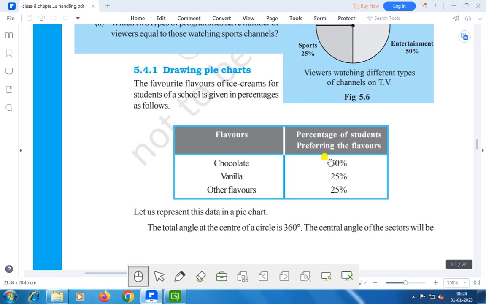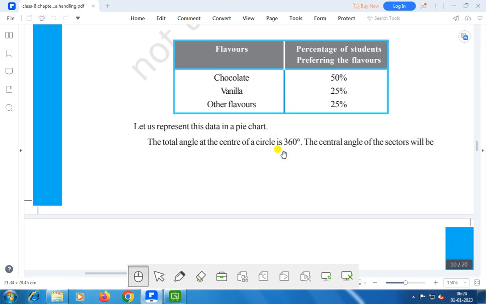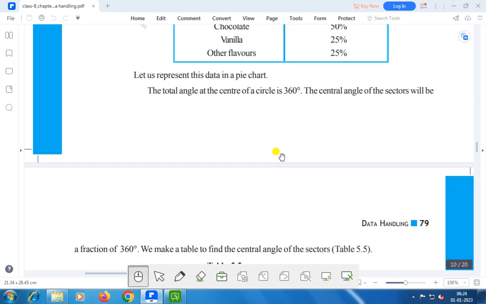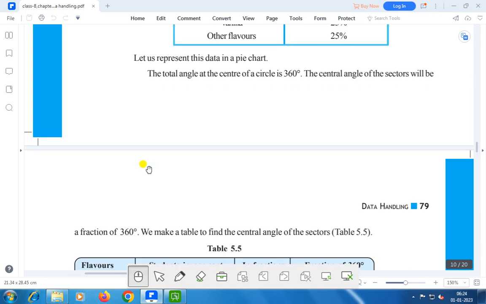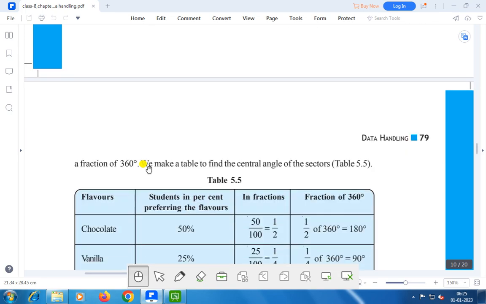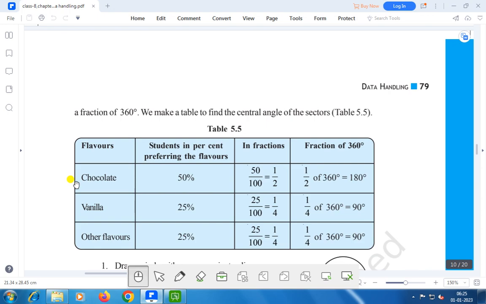Drawing a pie chart. How to draw pie charts? The favorite flavors of ice cream for students of a school are given in percentage as follows. Flavors: chocolate 50%, vanilla 25%, other flavors 25%. Percentage of students preferring the flavors. Let us represent this data in a pie chart. The total angle at the center of a circle is 360 degrees. The central angle of the sectors will be a fraction of 360 degrees. We make a table to find the central angle of the sectors.